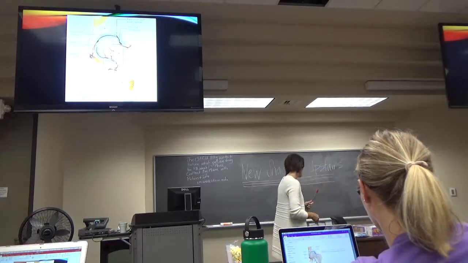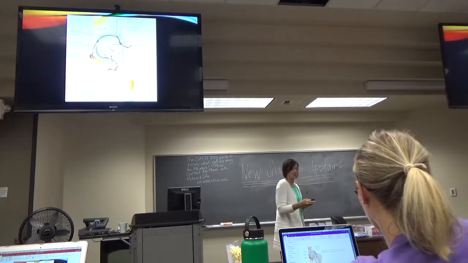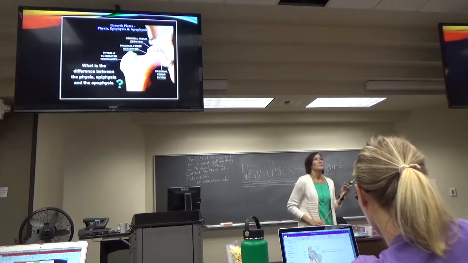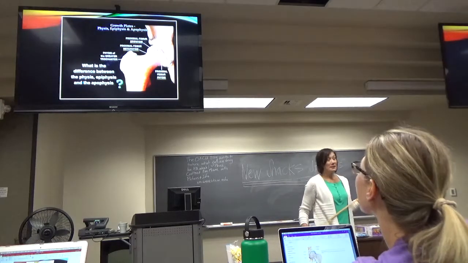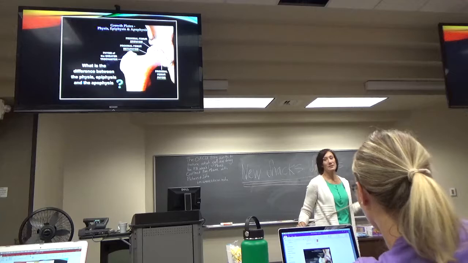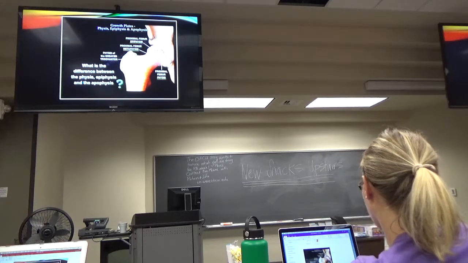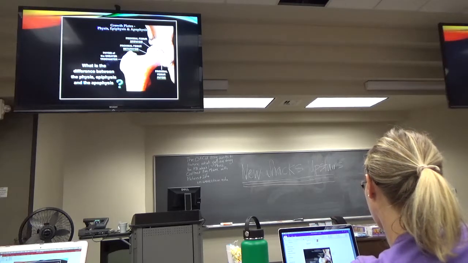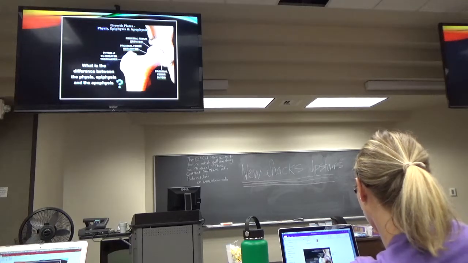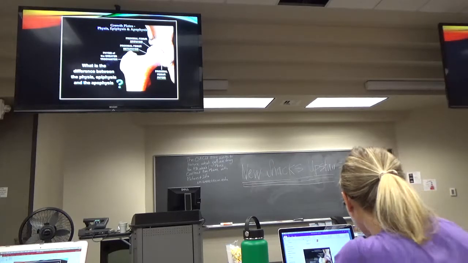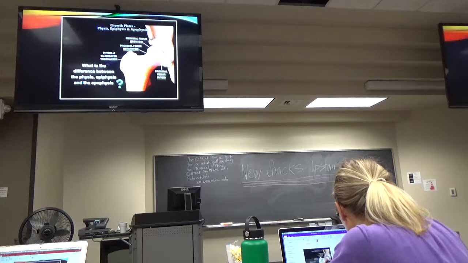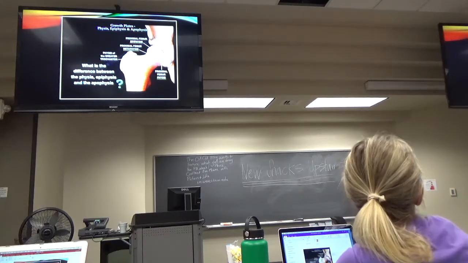I want you guys to be comfortable with knowing the difference between an epiphysis, a physis, and a metaphysis. Everybody feel comfortable with that? Okay. So the physis is the fancy word for growth plate. In the femur, it comes right across the neck.